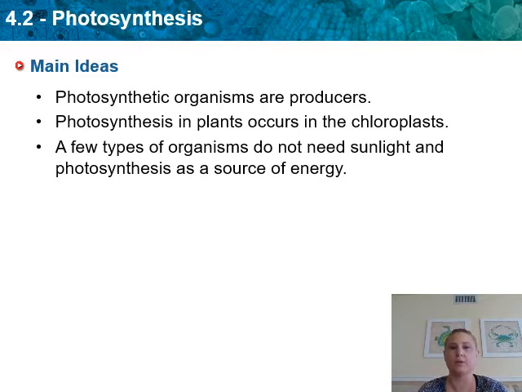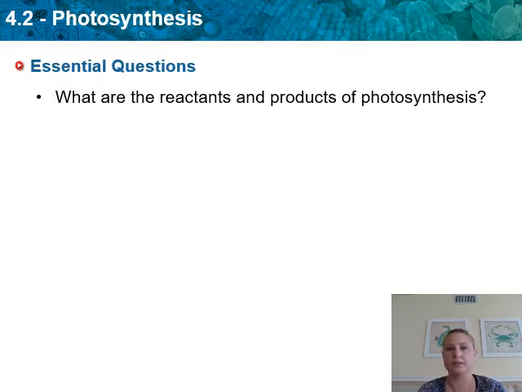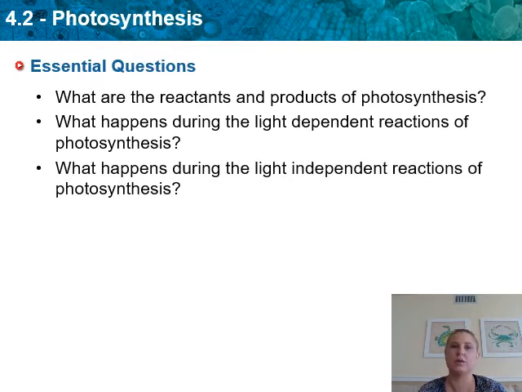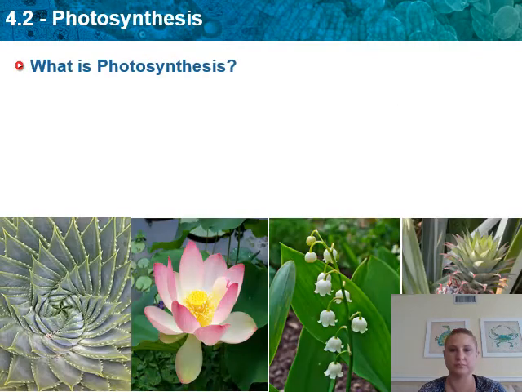Now, there are a few types of organisms that do not need sunlight and do not do photosynthesis for sources of energy. Our essential questions are: what are the reactants and the products of photosynthesis, because it is a chemical reaction? What happens during the light-dependent reactions of photosynthesis? What happens during the light-independent reactions? And then lastly, what factors affect photosynthesis?